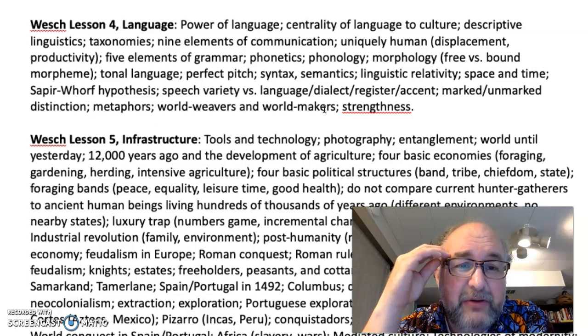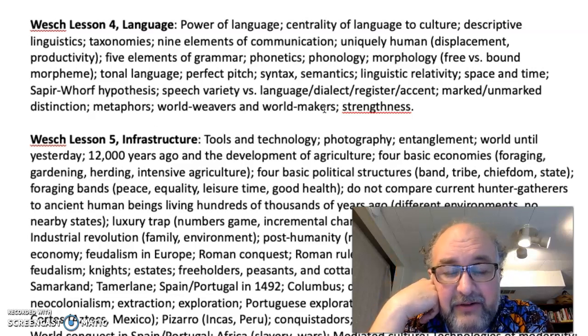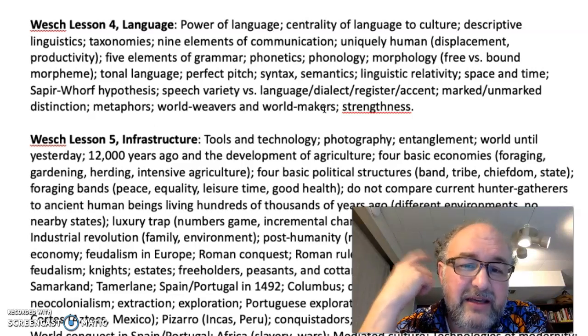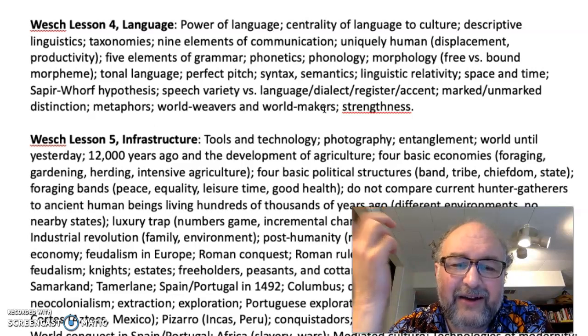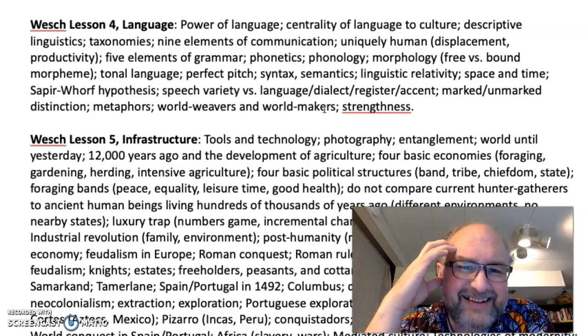Perfect pitch. People who come from tonal languages where tone really matters, like Mandarin Chinese, more of them tend to have perfect pitch. That is, they can listen to the hum of the air conditioner out there and say, "Oh, that's a C flat," right?